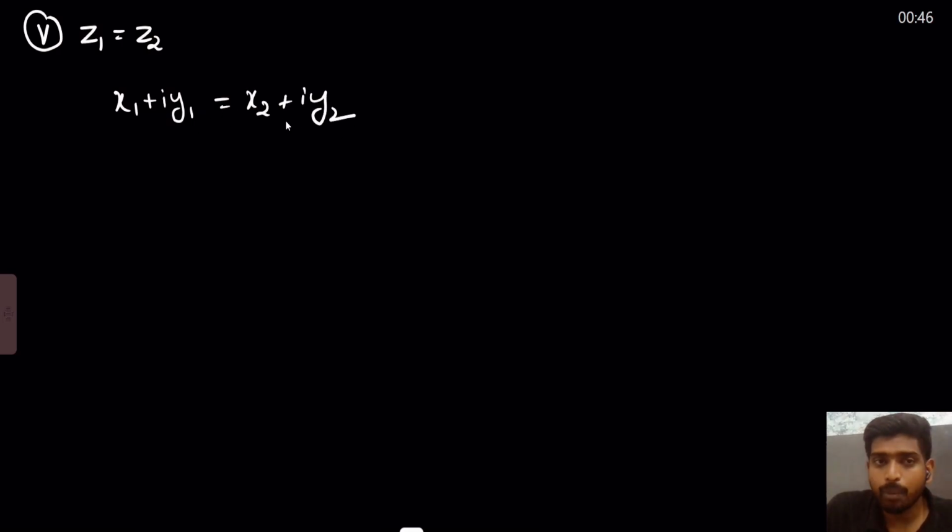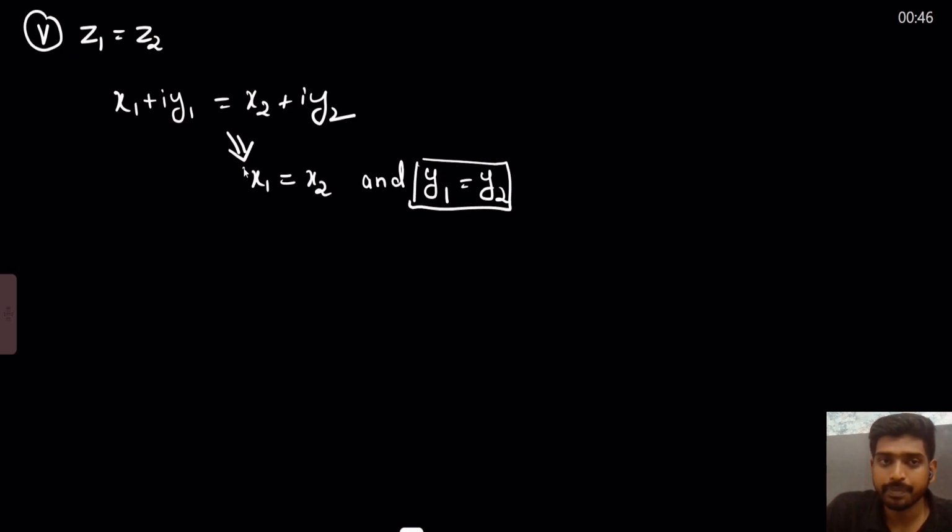What is the meaning of equality of two complex numbers? If I say z1 is equal to z2, what is the meaning of this? This means that x1 plus iota y1 is equal to x2 plus iota y2. We will say that two complex numbers are equal if their real parts are equal and imaginary parts are also equal. That means the real part of z1 is equal to the real part of z2, and the imaginary part of z1 is equal to the imaginary part of z2. This is the equality of complex numbers.